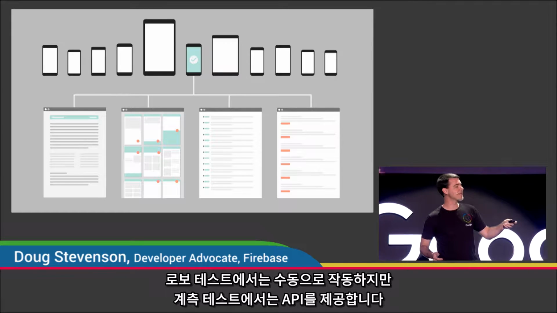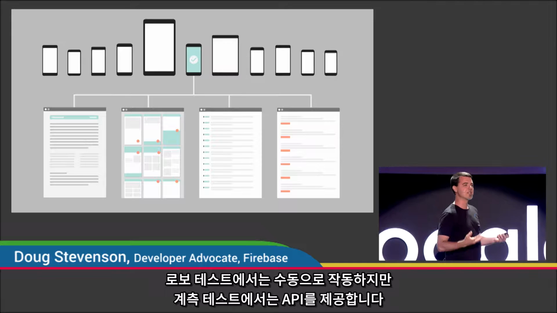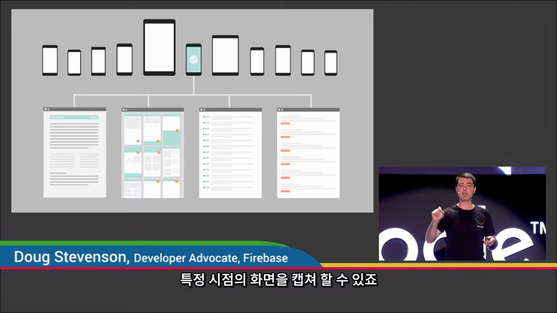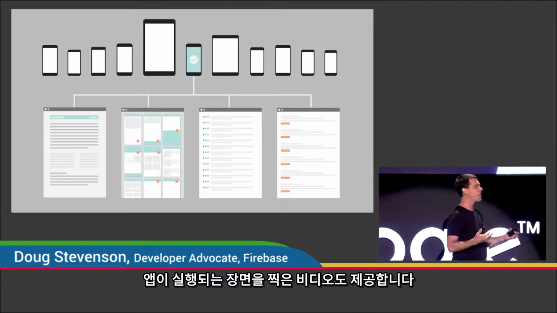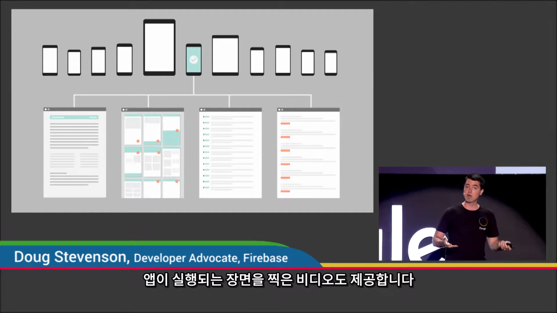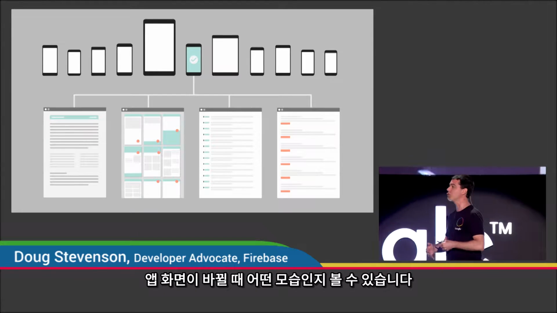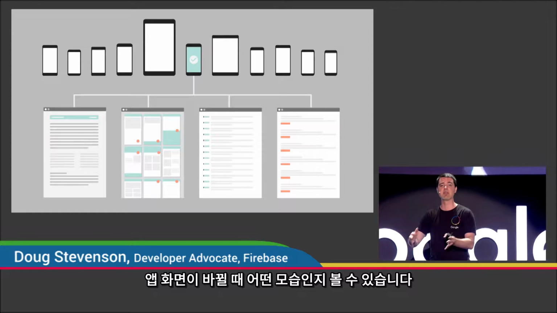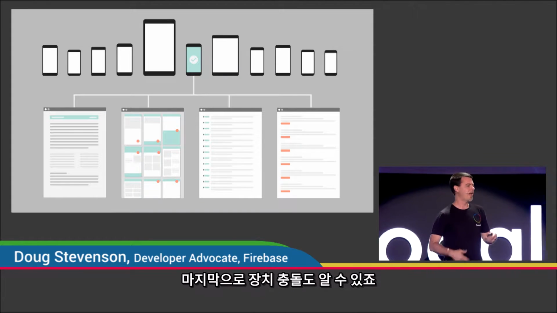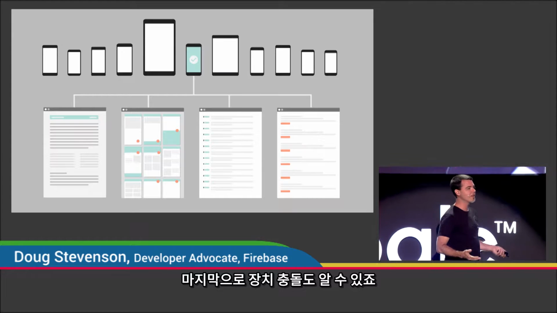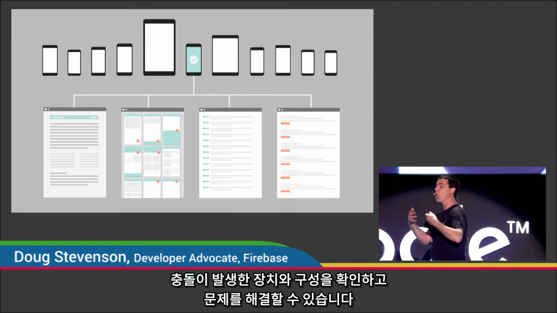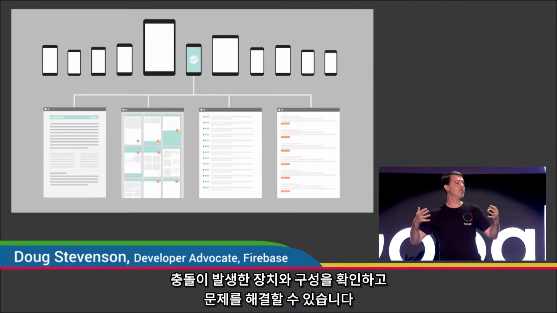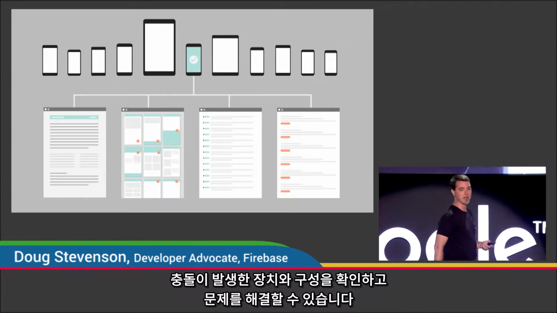So for robo-tests, this happens automatically. But if you're writing instrumentation tests, we provide an API so that you can choose to capture screens at specific points in time. And along with that, you'll receive videos of your app in progress so that you can see what your app looks like as it transitions from one screen to the next. And lastly, if there are any crashes on the device, you will know those as well. You'll get a complete stack trace so you can find out which devices are crashing, which configurations are crashing, and you can solve them that way.